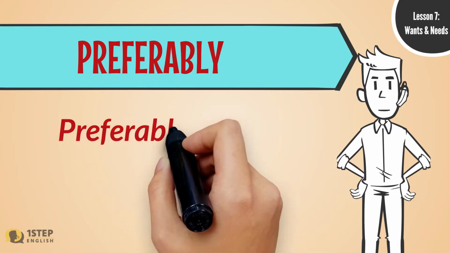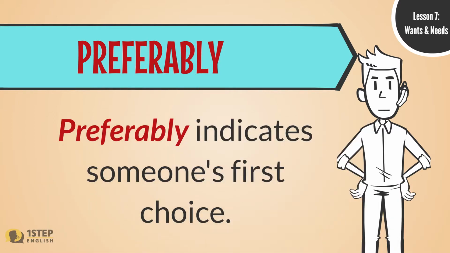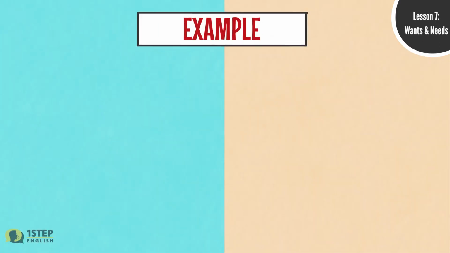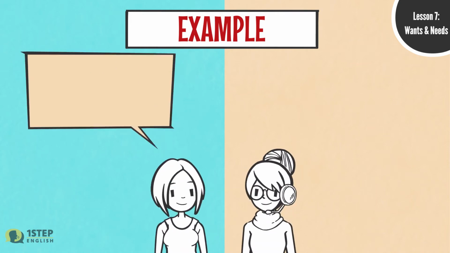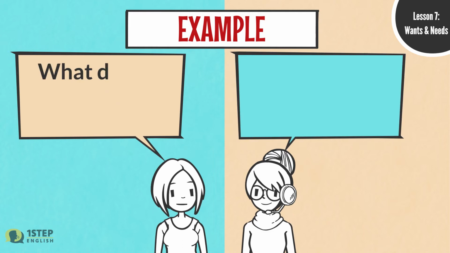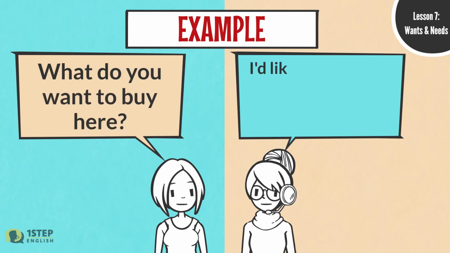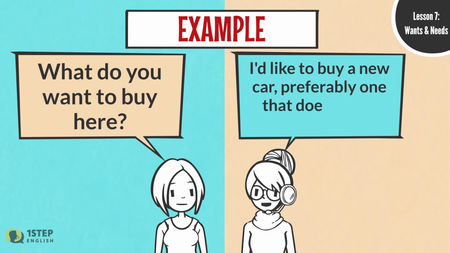Preferably. Preferably indicates someone's first choice. For example, what do you want to buy here? I'd like to buy a new car, preferably one that doesn't use much gas.